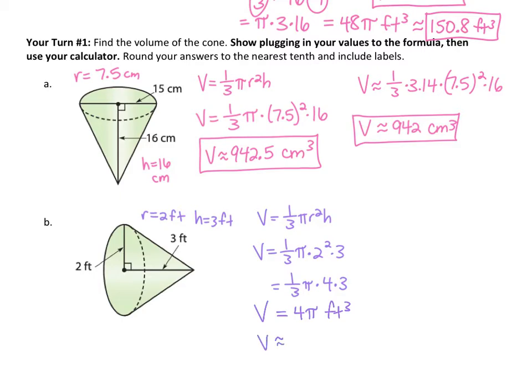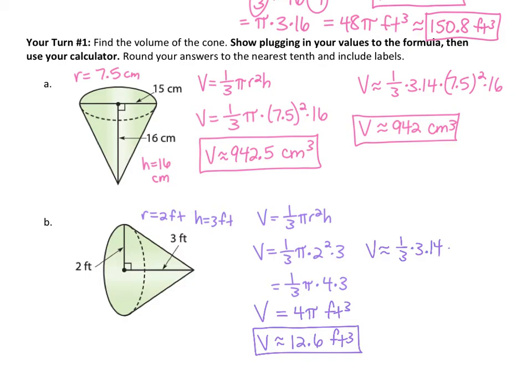And then my estimated answer to the nearest tenth using actual pi, it says 12.566, so it rounds to 12.6 feet cubed. And that was using actual pi. Now using our estimate, we're going to do the exact same thing here. Again, it's already approximate because we're using an estimate.